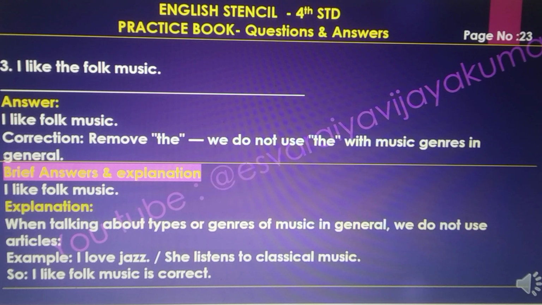And: I like the folk music. Answer: I like folk music. The correction: remove "the". We do not use "the" with music genres in general. The brief answer and the explanation of these questions: I like folk music. Explanation: when talking about types and genres of music in general, we do not use articles. For example: I love jazz and she listens to classical music, so "I like folk music" is correct.